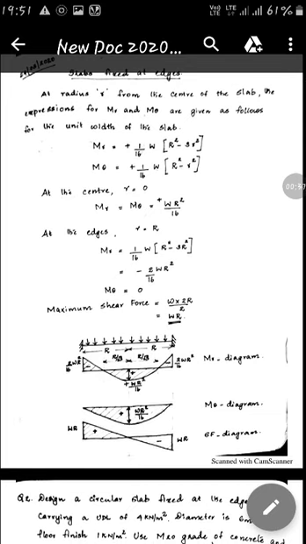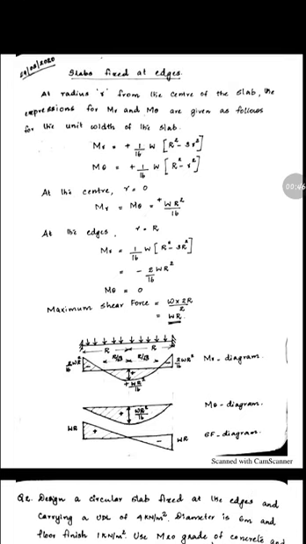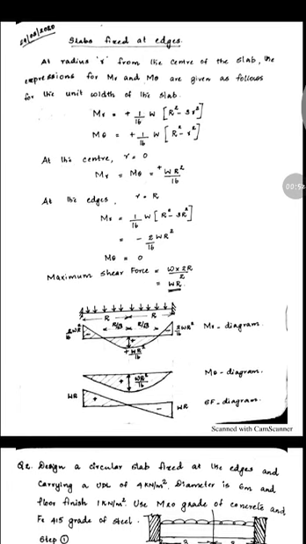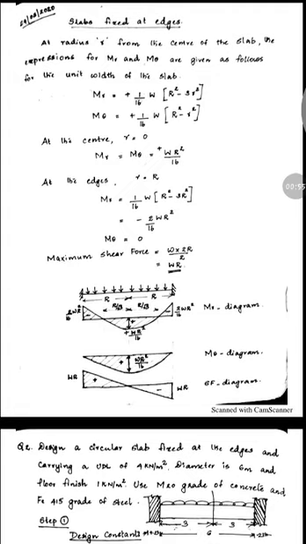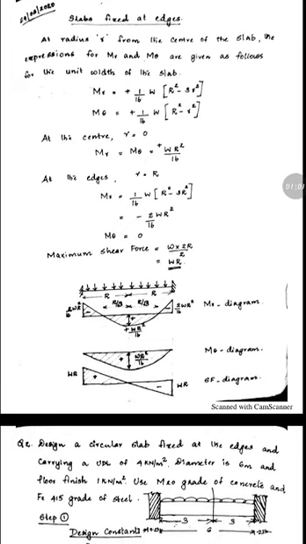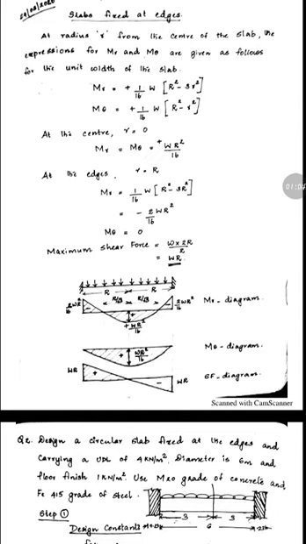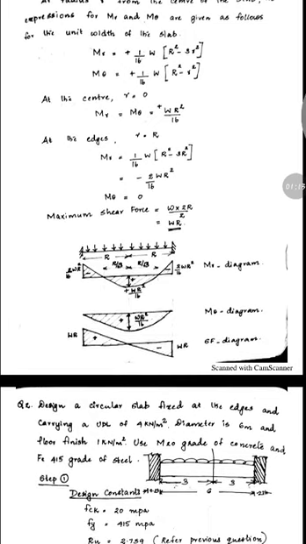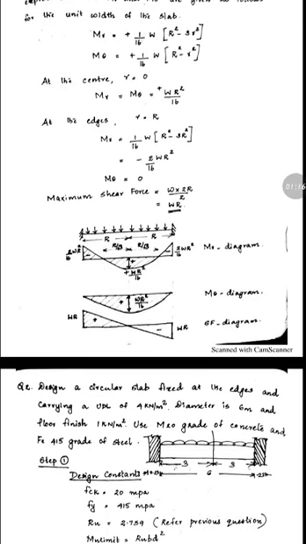So at a radius r from the center of the slab, the expressions for Mr and M theta are as follows. Mr equal to 1 by 16 W into (R square minus 3r square), and M theta equal to 1 by 16 W (R square minus small r square). You can refer to the figure drawn below this. At the center, small r will be equal to 0, Mr will be equal to M theta will be equal to plus W R square by 16, and at the edges when small r equal to capital R, Mr equal to minus 2W by 16 into R square.